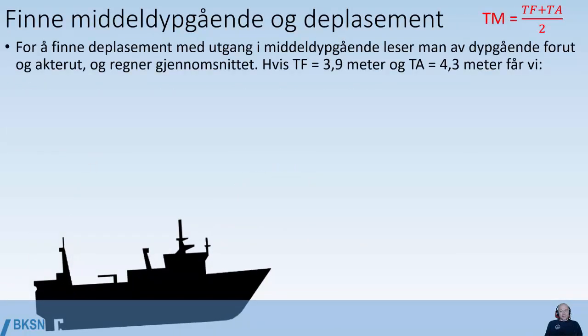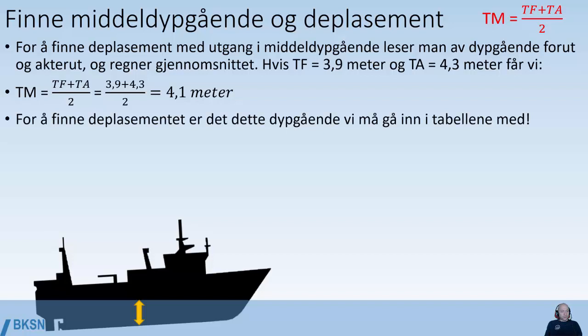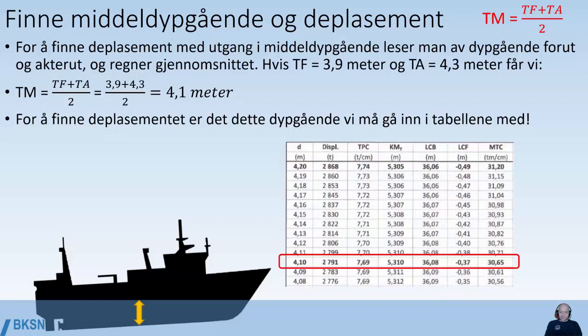In order to find the displacement based on the draft midships, you read the draft forward and aft, and then you calculate the average. So if the draft forward is 3.9 meters and draft aft is 4.3 meters, you get the one plus the other, divide it by 2, and you get 4.1 meters of medium draft. In order to find the displacement, this is the draft that we go into the stability data with. So in this case here, draft 4.1 meters, we see that you have a displacement of 2,791 tons, and also then other values there.